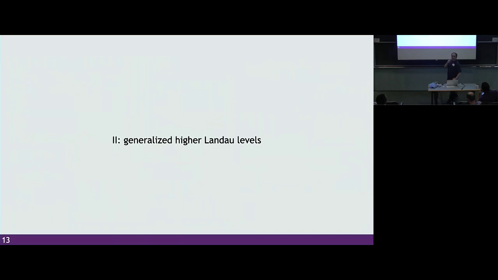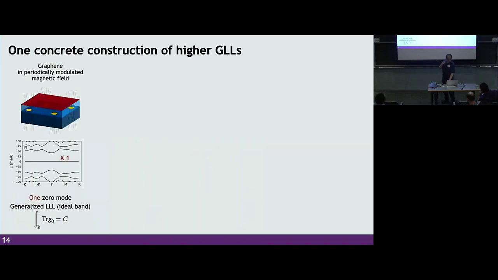So next I will talk about the generalization to higher Landau levels. And before going to the more detailed theories, let me give one very concrete, but still simple, construction of higher generalized Landau levels. As I mentioned, if we consider Dirac fermions in periodic magnetic field, no matter how non-uniform the magnetic field is, it always has a zero mode, and such a zero mode will obey the trace condition. And now we can consider a generalization.